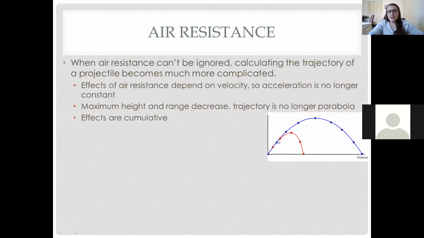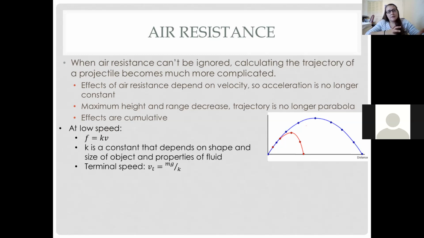And if each dot represents like 1 second, we'll say, then you can see the effects are present after just 1 second of flying through the air. This red dot is not as far along its path as the blue dot is. So you can see in the trajectory that it's having to force itself through the air. And every second, it goes less and less far compared to its ideal case blue trajectory.